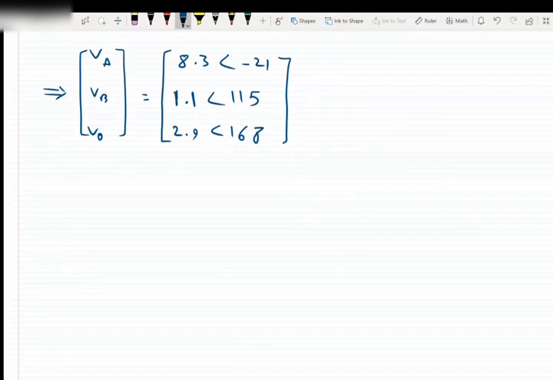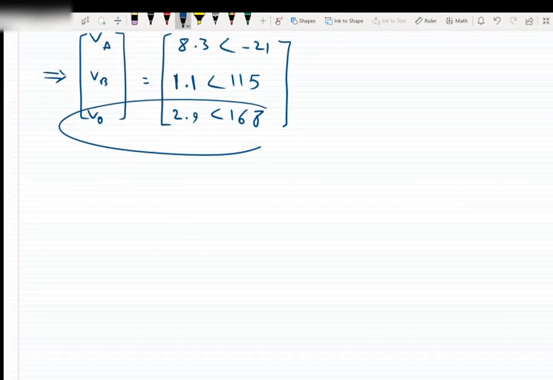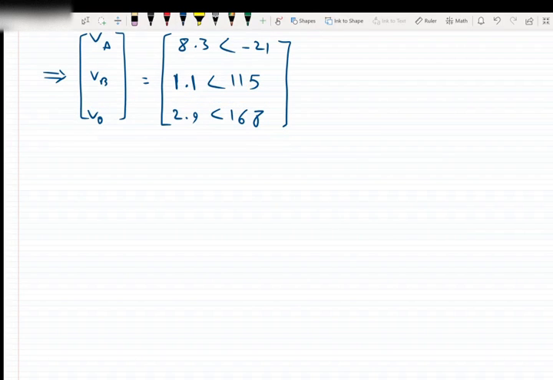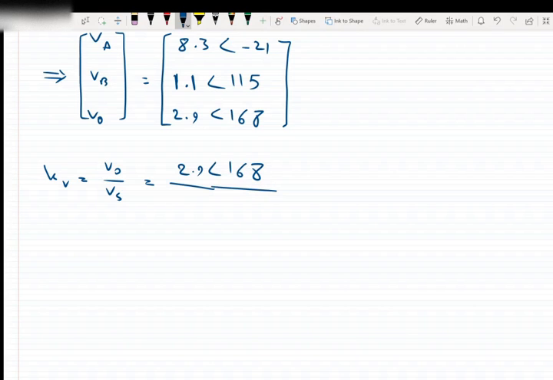So we got VO, and we know what VS is. So voltage gain, which is VO over VS, is equal to 2.9 with the angle of 168 over 10 with the angle of 0, which is equal to 0.29 with the angle of 168. So this one is the gain.